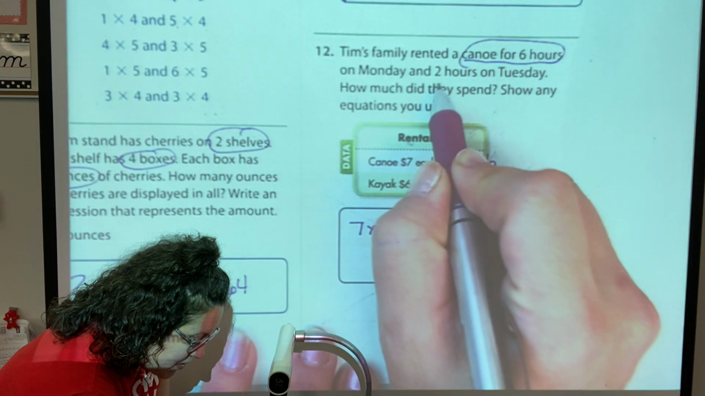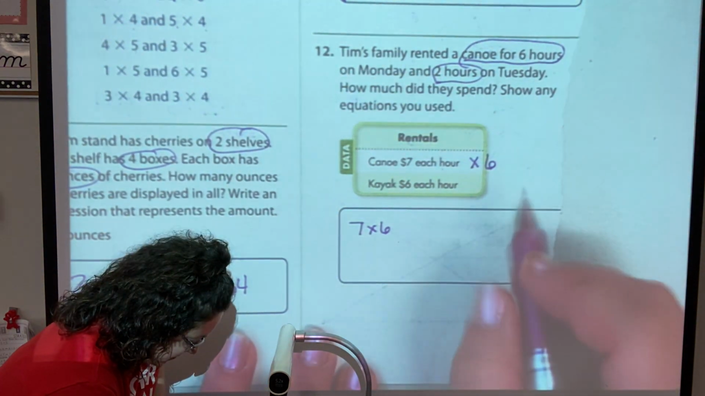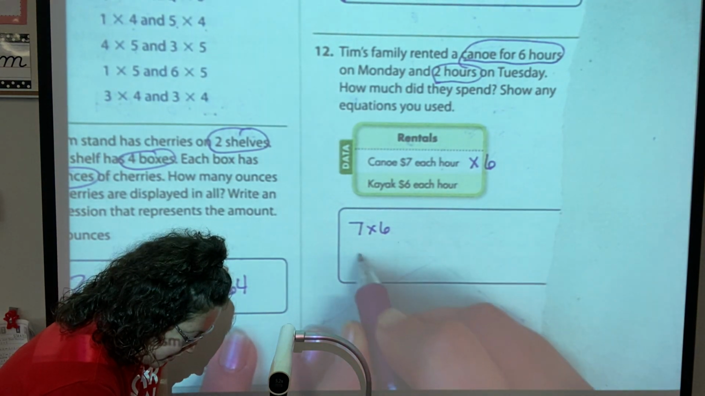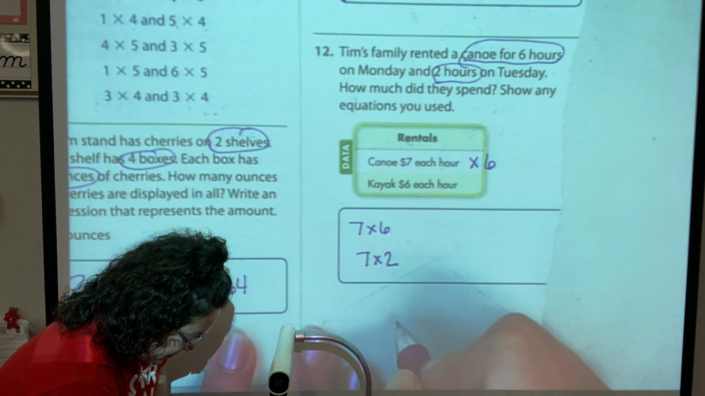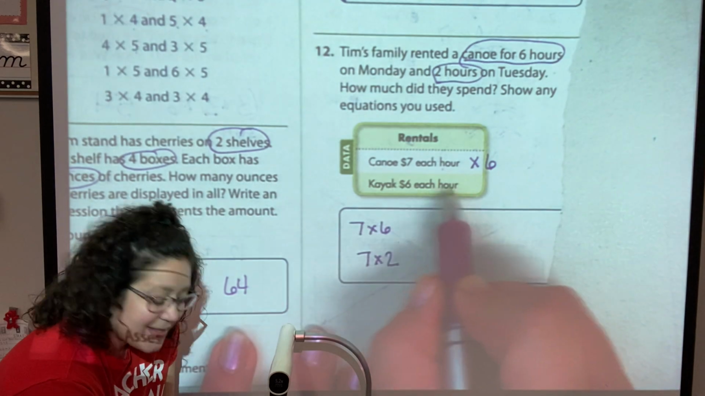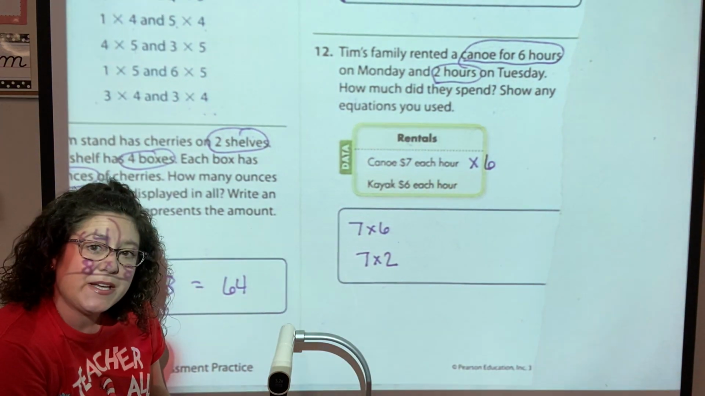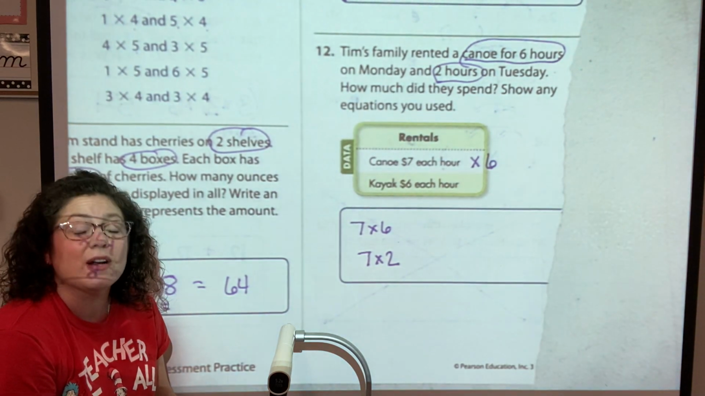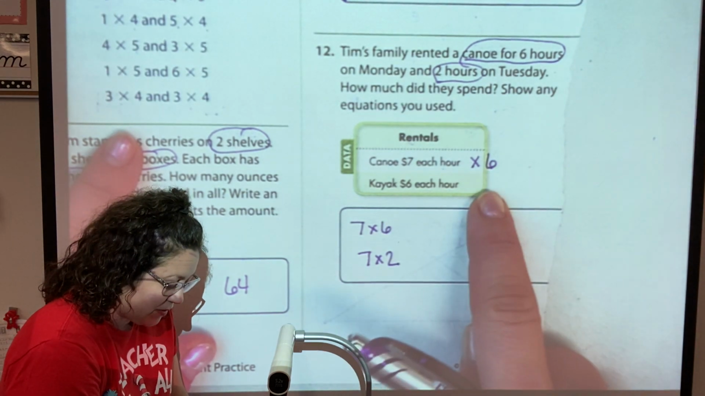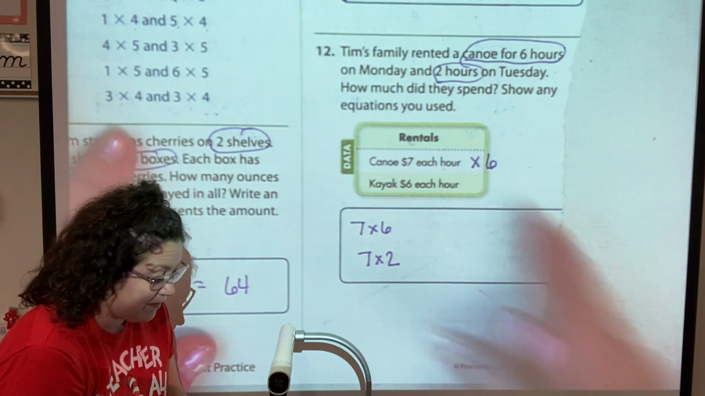Monday and 2 hours on Tuesday. Sometimes in math, well, in anything really, they give you extra information. You don't always have to use it just because it's there. That's why you have to go back and reread the problem. So some of you may have put 6 times 2, but he only rented the canoe, not the kayak. So they put in extra information.